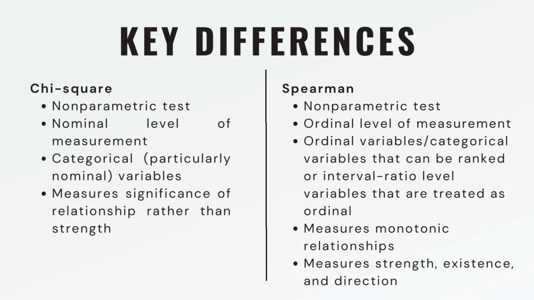Then, for the Spearman rho test, one similarity is that they are both considered non-parametric. The Spearman rho, however, focuses on ordinal level of measurement and ordinal variables or categorical variables that can be ranked. It also focuses on interval ratio level variables that are converted to ranked order. Like the Pearson test, it measures the strength, significance, and direction instead of just the significance of the relationship, as in the case of chi-square.